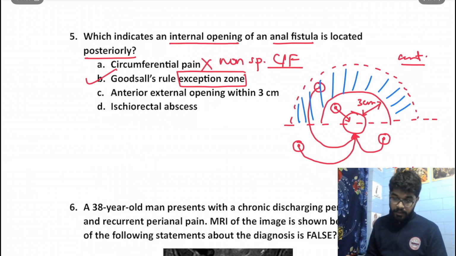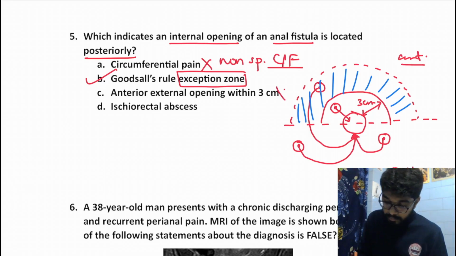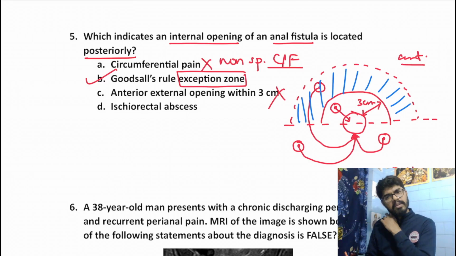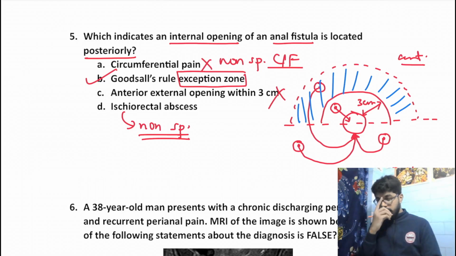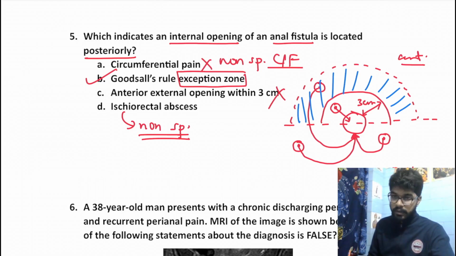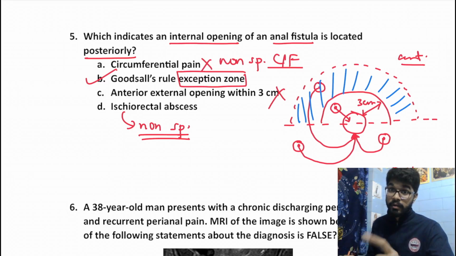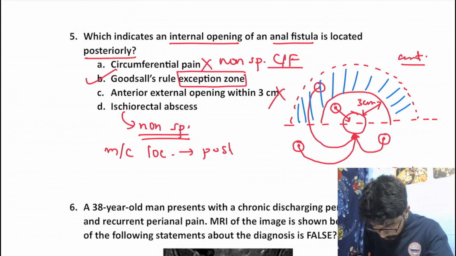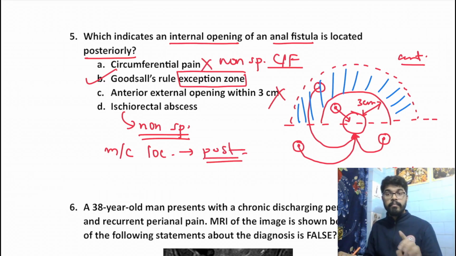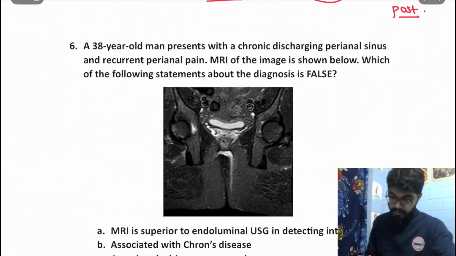Next option, anterior external opening within 3 centimeters. No, it will not open posteriorly. And ischiorectal abscess is again non-specific. If there is an ischiorectal abscess, we might get an anal fistula, but that won't mean that it will always open posteriorly. But remember that the most common location is actually posterior. So, had option B not been there, option D would have been correct. Okay, so Goodsall's rule is clear. Moving on to the next question.